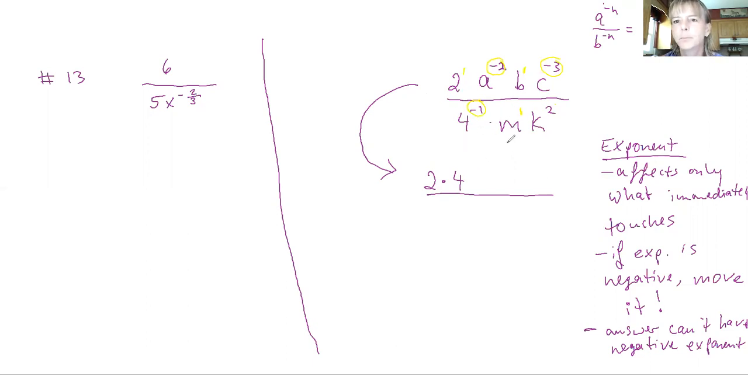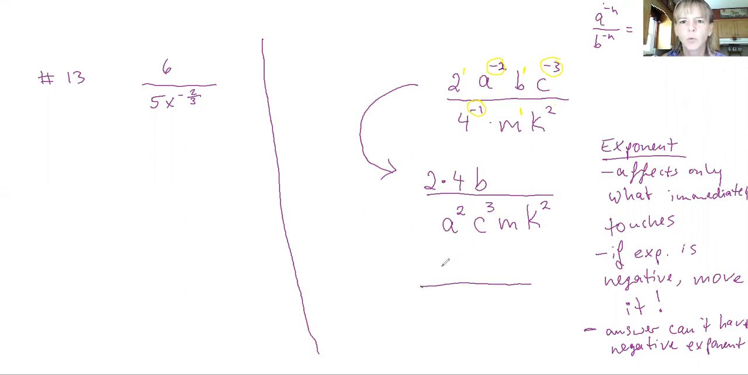Then you have an A to the -2 upstairs. It is a negative attitude, so we're going to move him downstairs and his attitude straightens out. The B can stay upstairs. He's happy upstairs, and order doesn't matter when you're multiplying anyway. The C is unhappy upstairs, so let's move him downstairs. The M is happy downstairs, so he stays downstairs. And the K is happy downstairs, so it stays downstairs. Now all your exponents are the way they need to be, and then you just simplify.